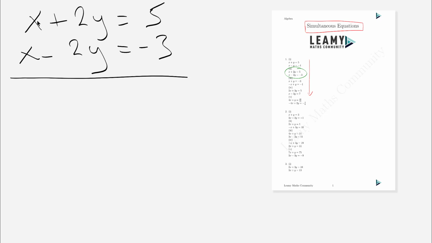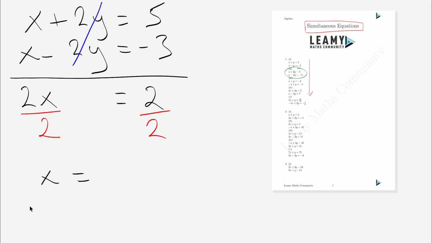So if I add the lines, x plus x makes 2x, plus 2y minus 2y is no y. Adding 2y and subtracting 2y cancels out, equals, and then 5 take 3, that's 2. Okay, so now we've simplified it. We just have 2x equals 2. So if 2x equals 2, we can divide both sides by 2 and get x is equal to 1. So that's our solution for x. We have x is equal to 1.